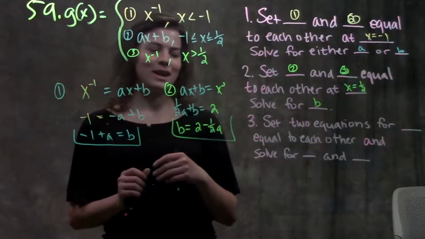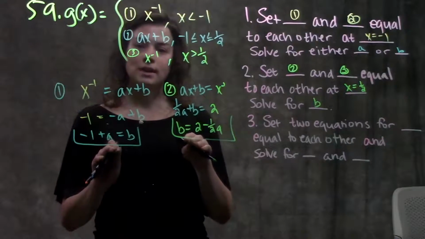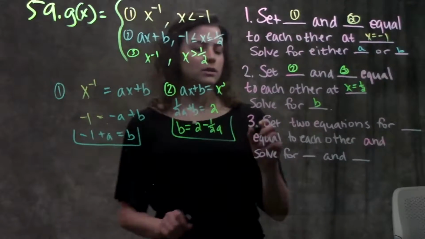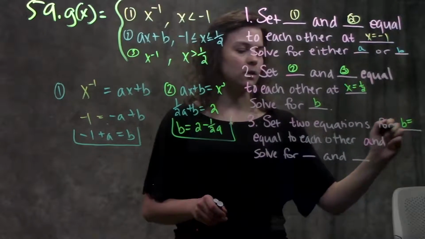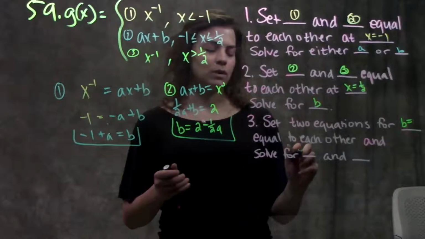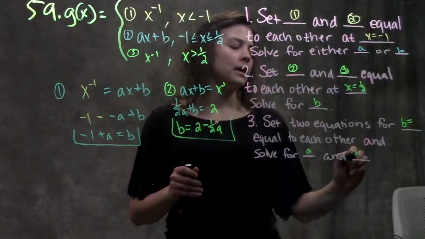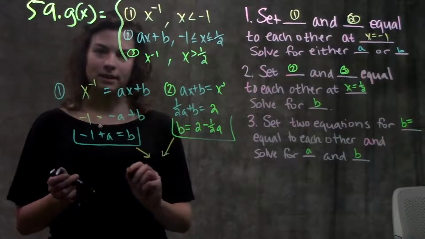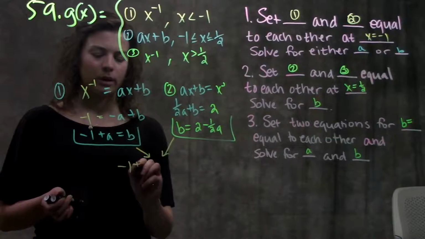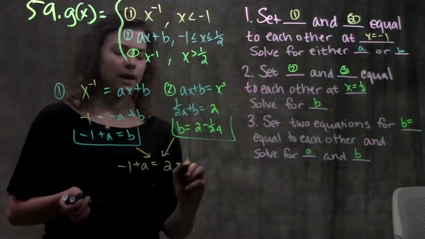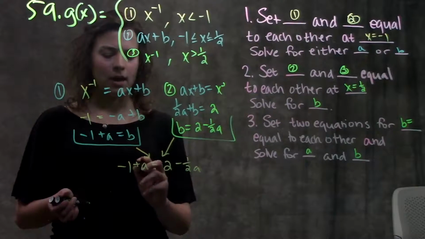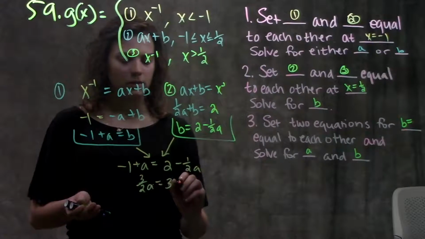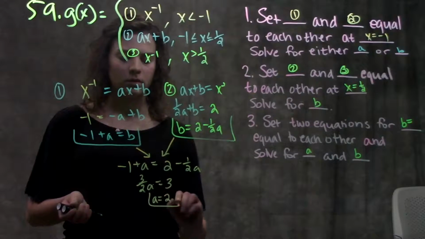All right, you might see where this is going now. For step 3, we're going to set these two equations equal to each other so that now I only have one variable in my equation and I can solve for it pretty easily. So step 3, set two equations for b equal to each other. And when we do that, we're able to solve for a, plug it back in, and solve for b as well. All right, so let's set these two equal to each other. I have b equals -1 plus a is equal to 2 minus 1/2 a. I add my a over. I have 3 over 2 a is equal to 3. Solving for a, it's multiplied by 2 over 3, and I get a is equal to 2.